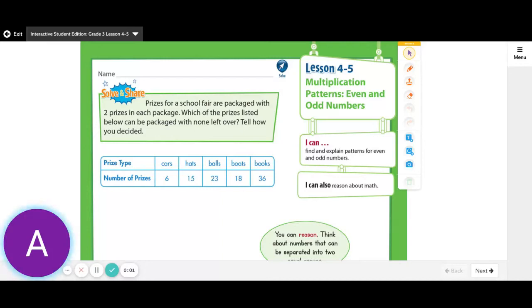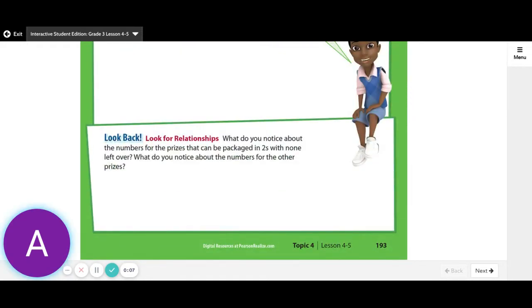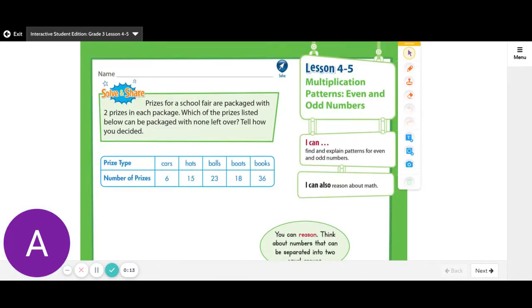We're going to be looking at lesson 4.5, multiplication patterns with even and odd numbers. So make sure you're on page 193. You can pause the video if you need to get your book ready. So let's look at our I can statements. I can find and explain patterns for even and odd numbers. I can also reason about math.